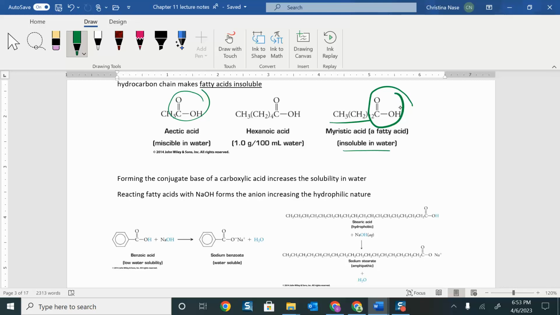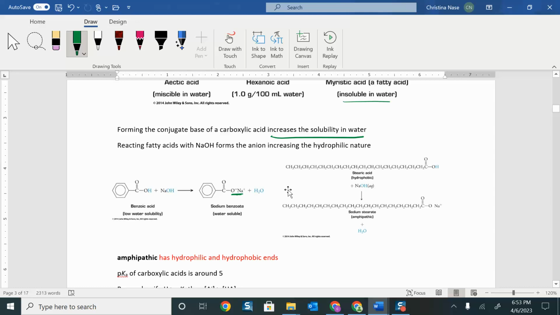So this is what we're doing here. We're turning this into an ion, and ions are much more soluble in water. So if you form the conjugate base of that carboxylic acid, now you're going to increase the solubility. So one way to make this more soluble, and again, soluble just means it's dissolving in water, is to react it with a base, and the base will basically make this ionic, and then now I have an ionic head group, which is going to be more soluble in water.